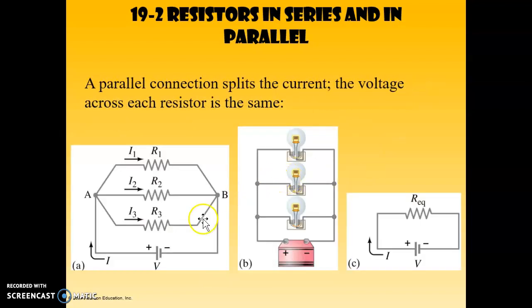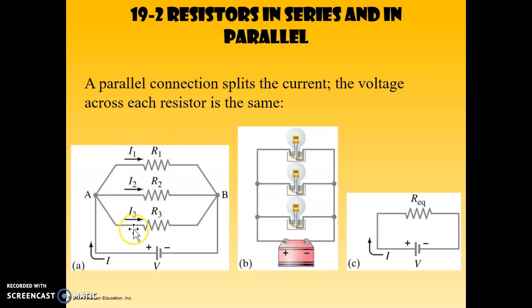When I go to parallel, the current's no longer the same. The current splits. These can all be different. I1 plus I2 plus I3, that will equal I, the total amount. But these can be different from each other. But what is the same is that when I go from point A to point B, that's the voltage. The voltage drop across each of these resistors is exactly the same.